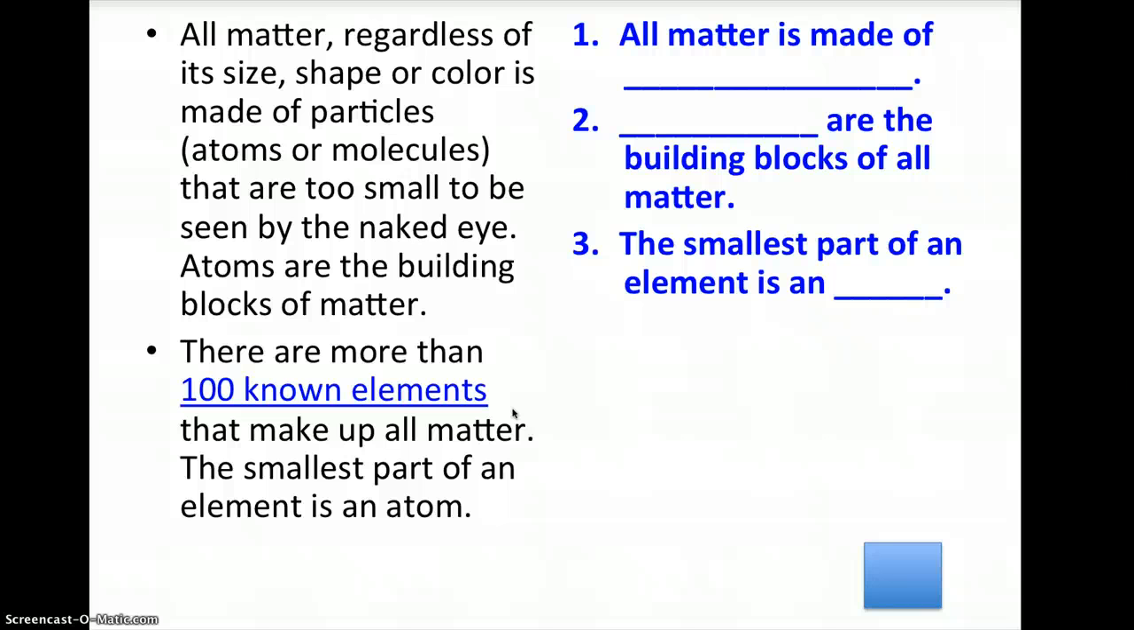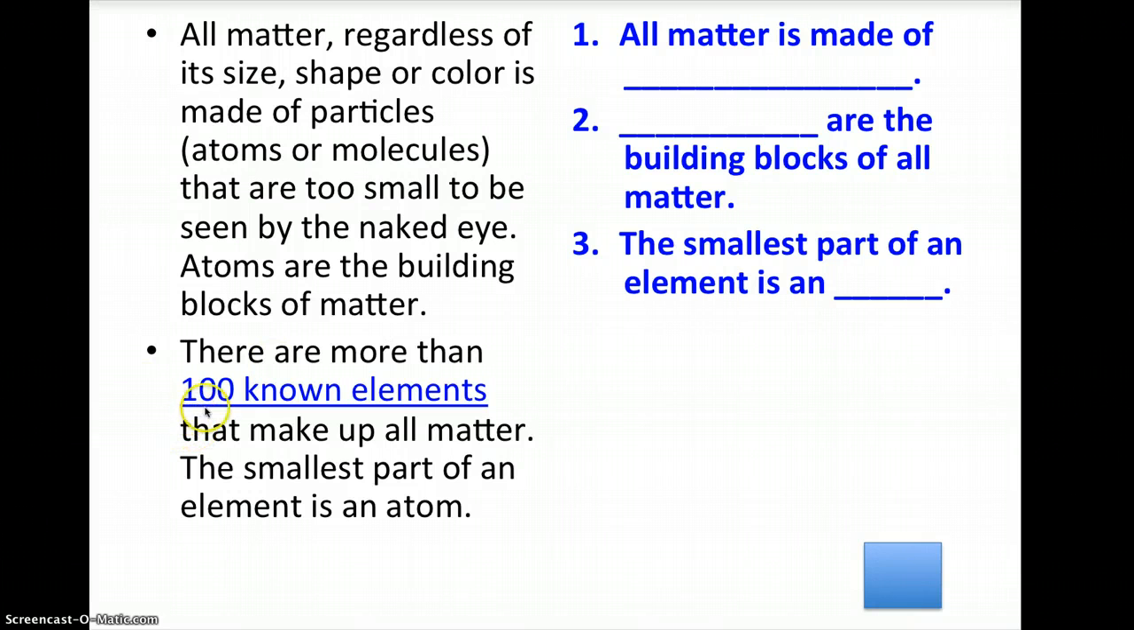So, all matter, regardless of its size, shape, or color, is made of particles that are too small to be seen by the naked eye. Atoms are the building blocks of matter. So all things, no matter how big or small, are made out of these particles called atoms.